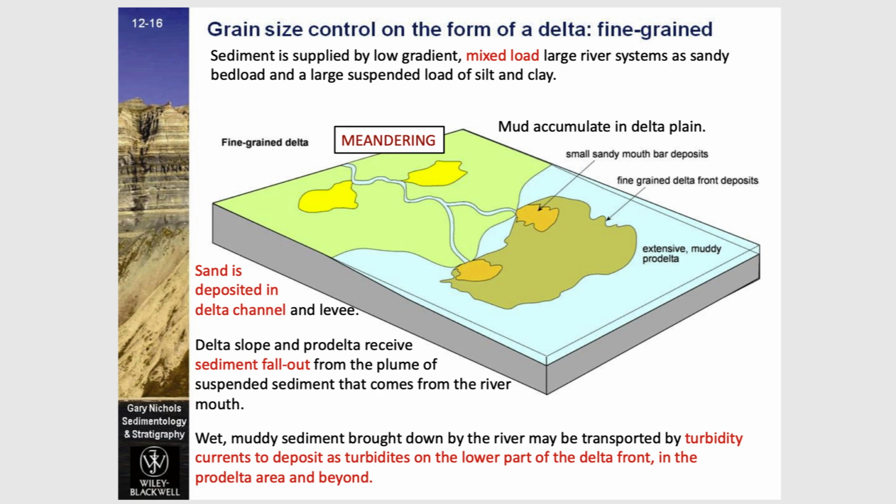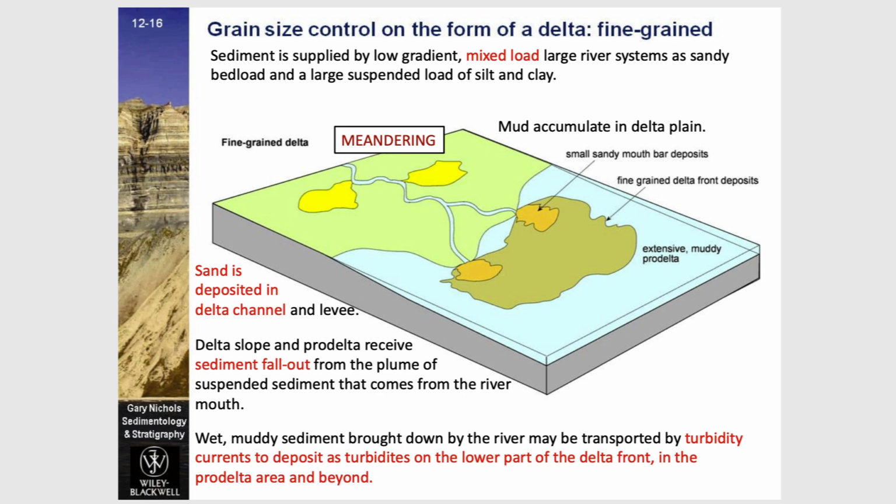So in these conditions, usually a fine-grained delta will form relatively small sandy mouths, and so the bar deposits will tend to be relatively concentrated. And then you have a much larger and dispersed fine-grained delta front that forms, similarly to the example of the Mississippi case we saw before.